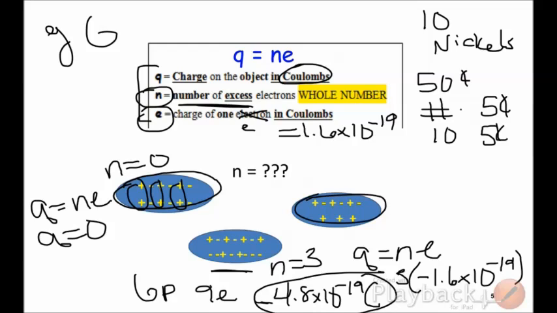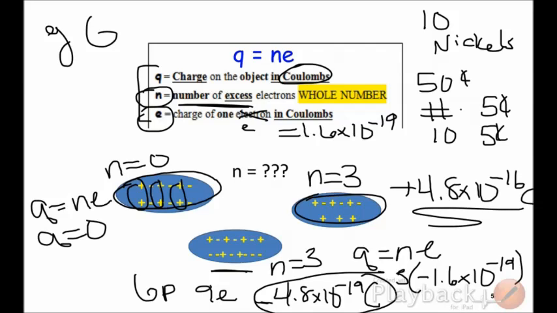Now up here I have n equals 3 again, but it's 3 extra protons, so the charge would be positive 4.8 times 10 to the negative 16th coulombs.